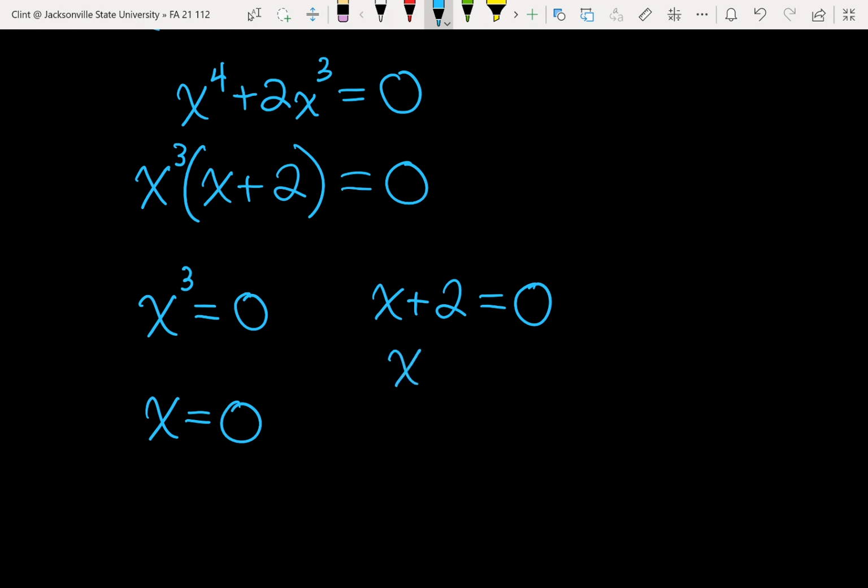On the other one, we subtract 2 from both sides and have negative 2. So the one on the left doesn't really give us any new information. It just gives us the point 0, 0 again. And then the one on the right gives us the point negative 2, 0. And so that one we can add to our picture.